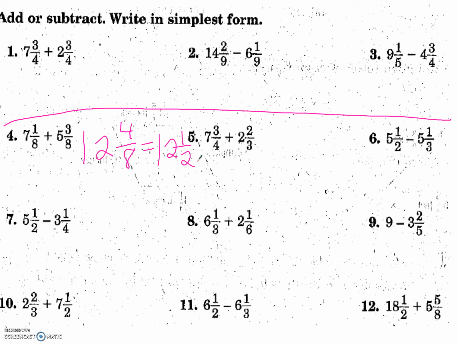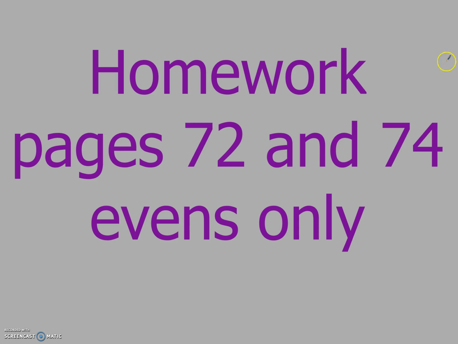Okay, after you do this, you're going to check with the sub to see if you got the correct answers. If you did not, you must correct them. Okay, and then check again. So after you finish this, your homework is going to be on pages 72 and 74. You're going to do the evens only, which means like 2, 4, 6, 8, 10. Okay, 72 and 74, evens only. Okay, we'll check that when you come to class tomorrow, so make sure you have that completed.